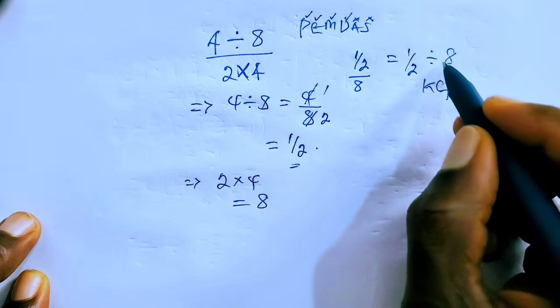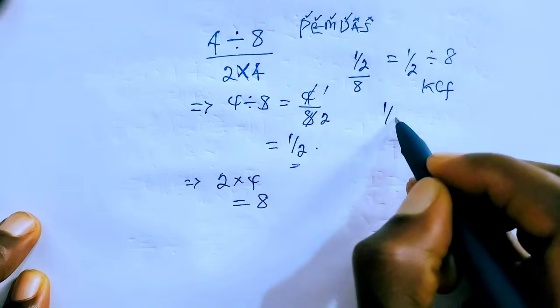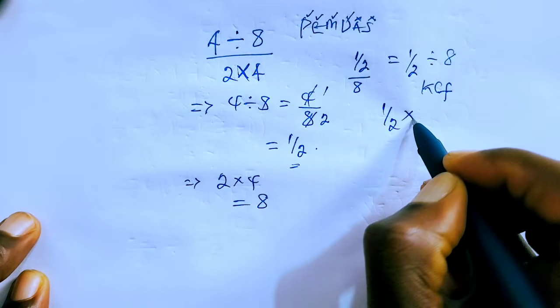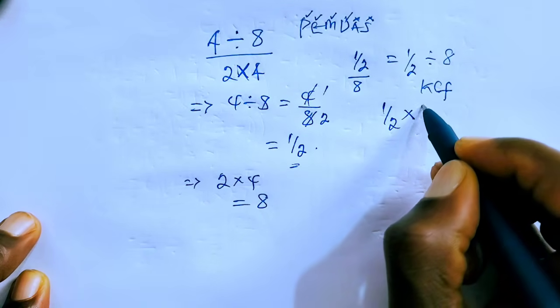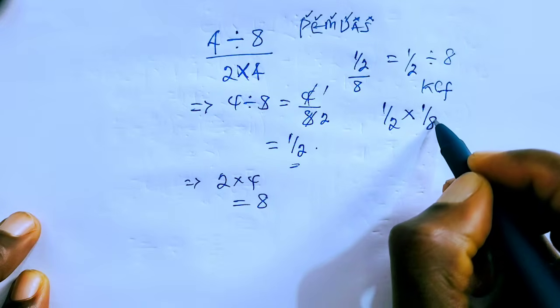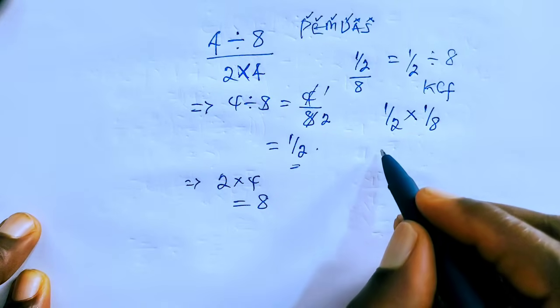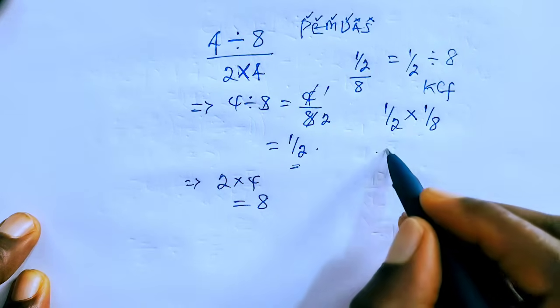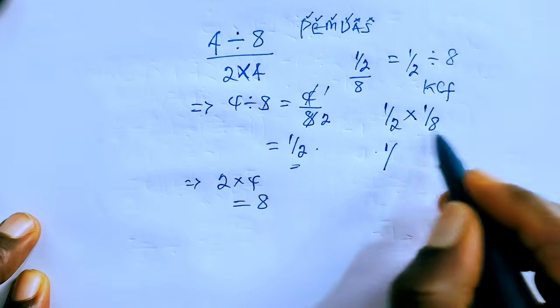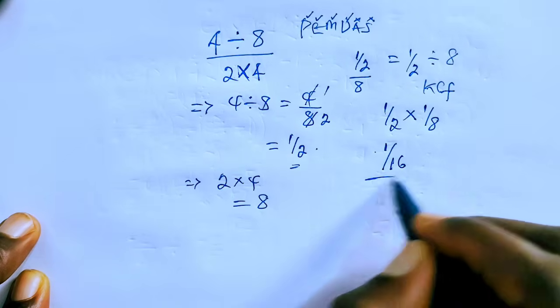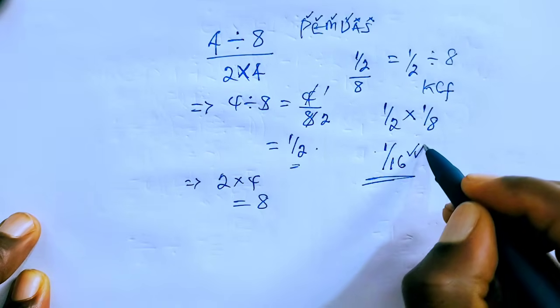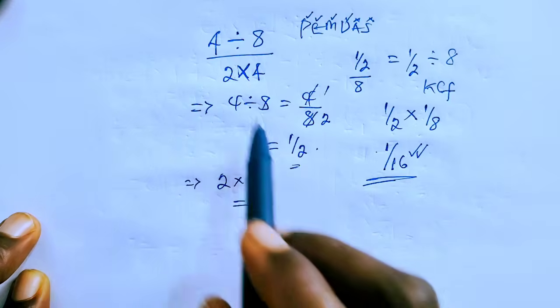Therefore, applying this, we keep 1 over 2, change the sign to multiplication, and we flip 8, and that gives us 1 over 8. Then if we multiply this out, we are going to have 1 times 1, that gives us 1. Then 2 times 8, that gives us 16. And this is the correct answer to this given expression right here.